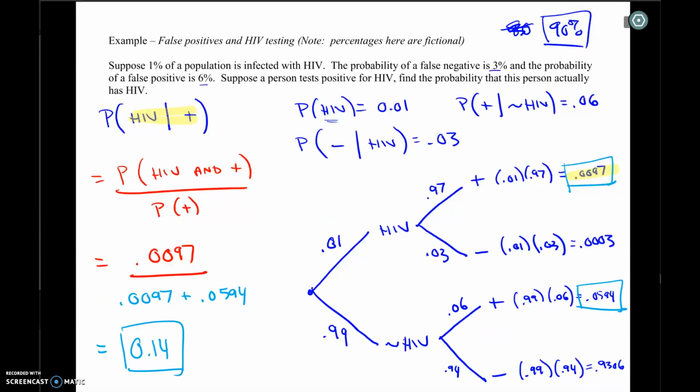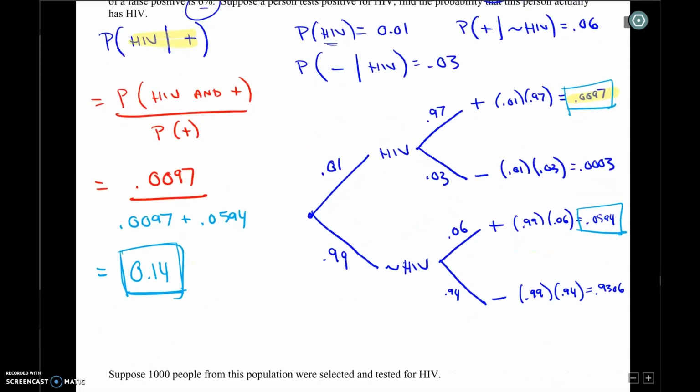So if you test positive, you're probably going to freak out and think there's a really good chance you have HIV because you just tested positive, but really there's only a 14% chance that you actually have HIV. And you guys might be wondering, how is that possible? I mean, the false negative is only 3% and the false positive is 6%. You can kind of see it in these numbers here. Basically, it's because so few people actually have HIV.